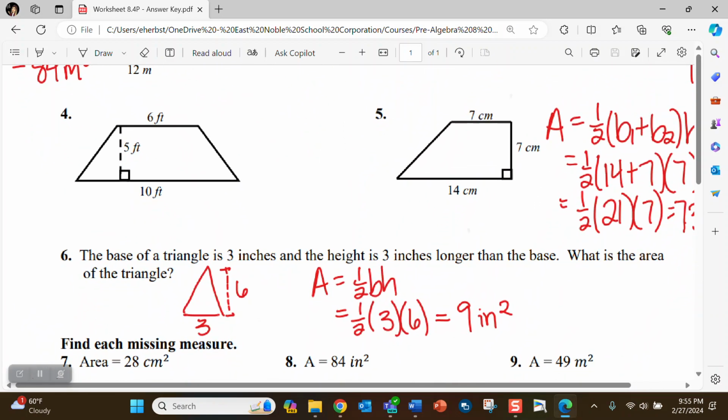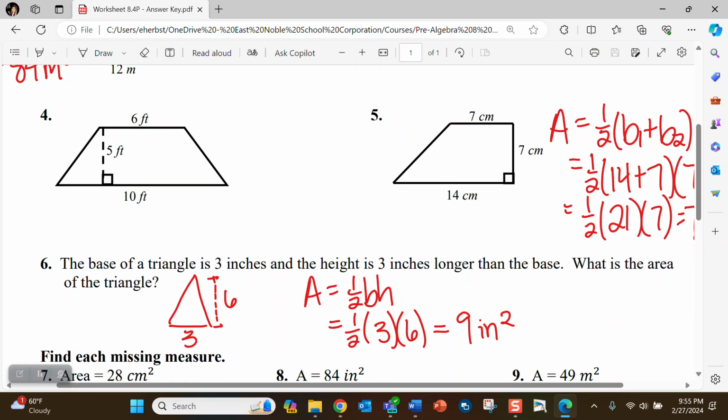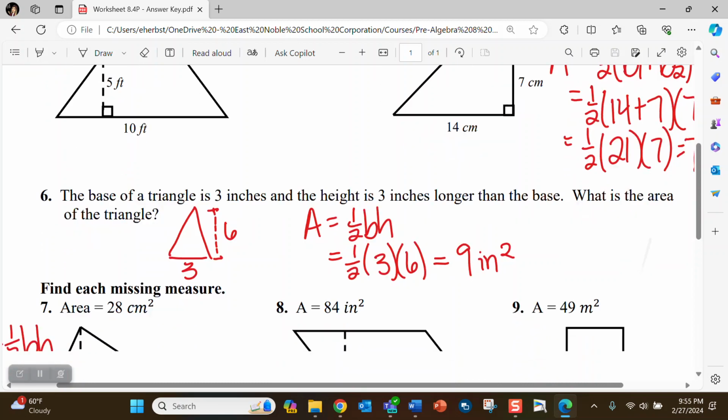Number 6 says the base of a triangle is 3 inches and the height is 3 inches longer than the base. What's the area? So I went ahead and drew a triangle. I labeled the base 3. If the height is 3 inches longer than that, we're adding 3 to 3, so that's 6. Formula for area of a triangle again is 1/2 base times height. So I did 1/2 times 3 times 6 and got 9 inches squared.